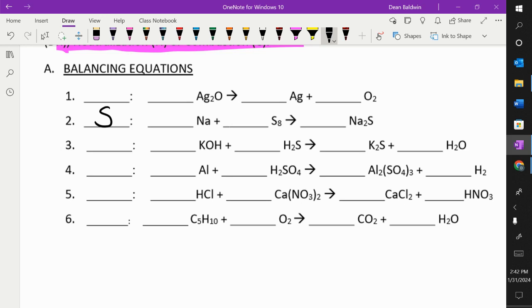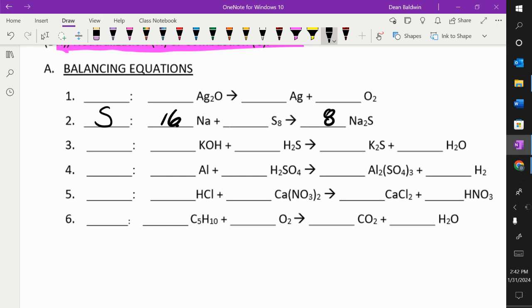So how do I balance this? I got 8 sulfurs on that one. So how do I make this 8 sulfurs? Put an 8 in front of it. But what does that change? It means I now have 16 sodiums. So what do I put over here? 16. Always balance the pure elements last.